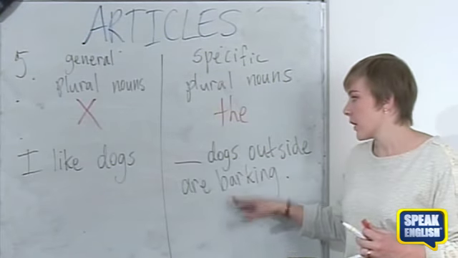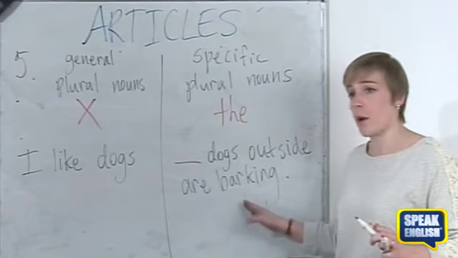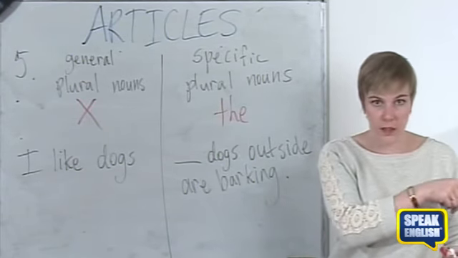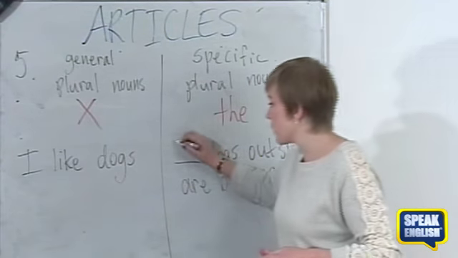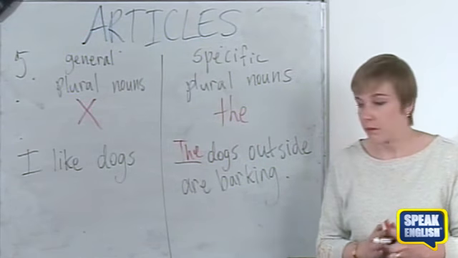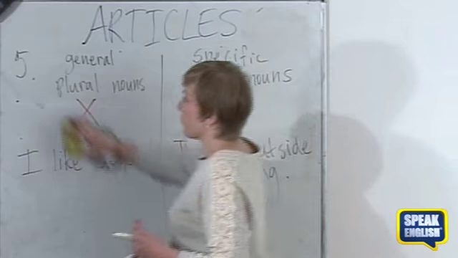Dogs outside are barking. Is it all dogs? All dogs in the world outside are barking? No, maybe there's only 2 or 3 dogs that you are talking about outside. So I can use the dogs outside are barking. Let's move on to our next rule, rule number 6.